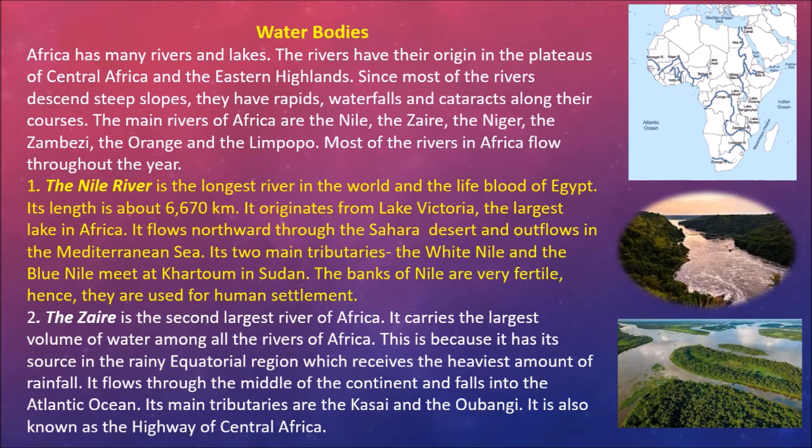The second river, the Zaire, is the second largest river of Africa. It carries the largest volume of water among all the rivers of Africa. This is because it has its source in the rainy equatorial region, which receives the heaviest amount of rainfall. It flows through the middle of the continent and falls into the Atlantic Ocean. Its main tributaries are Kasai and Obangi. It is also known as the Highway of Central Africa.